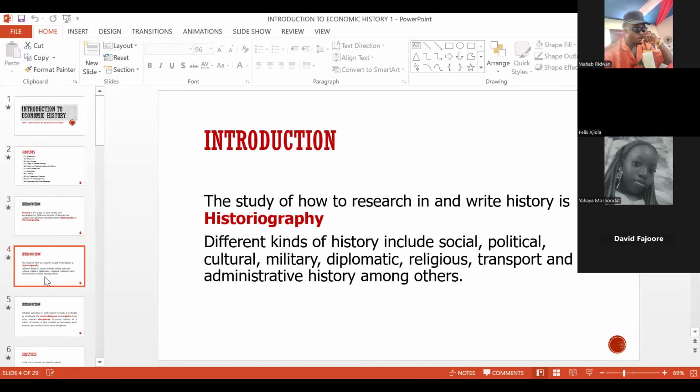History is also the study of how to research and write history. That is the area they call historiography. Later, as you progress to 300 level and 400 level, you take some courses on historiography. So different kinds of history are actually studied at the university. We have social history, political history, cultural history, diplomatic history, gender history, maritime history, administrative history, military history, and so on and so forth.